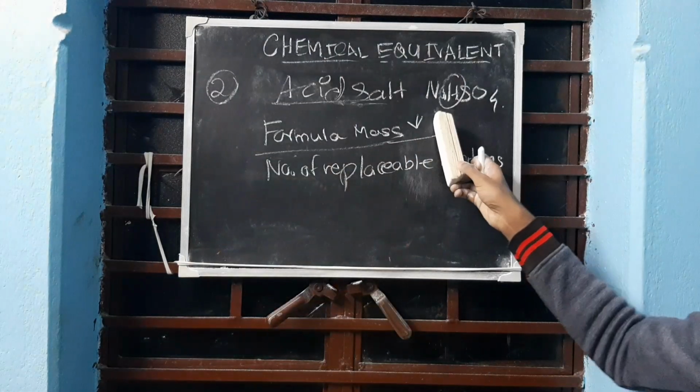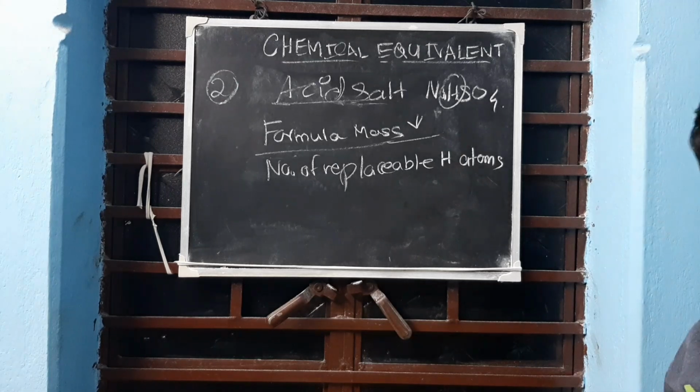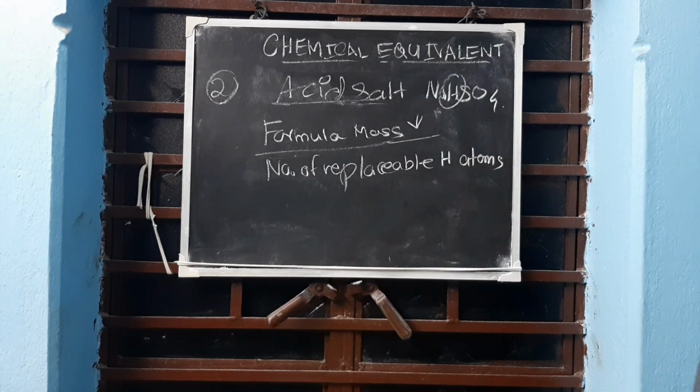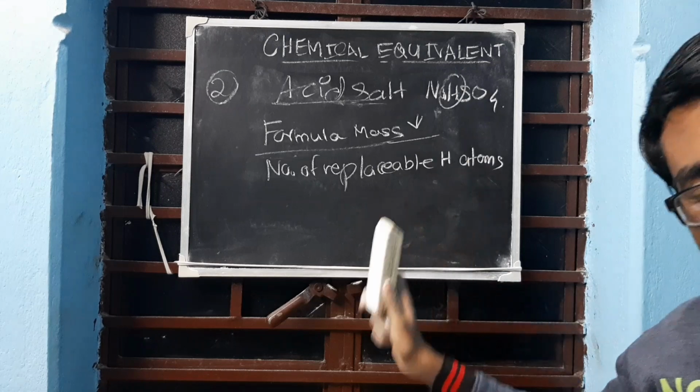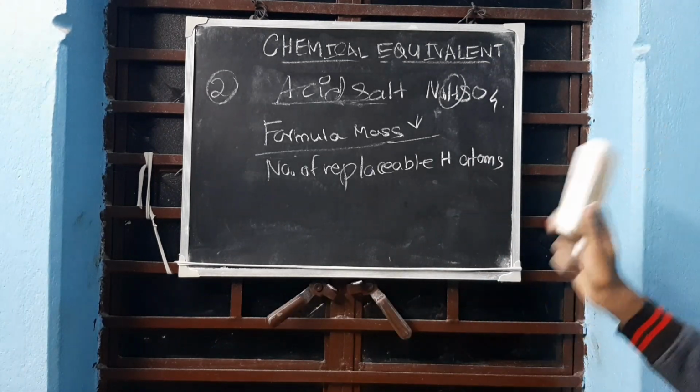So if it is an acid salt, what have we done? Formula mass divided by the number of replaceable hydrogen atoms present. Atoms only will be better, don't write ions. Okay, clear? This is acid salt. How will you calculate the equivalent weight of an acid salt? Formula mass divided by number of replaceable hydrogen atoms present. Done?